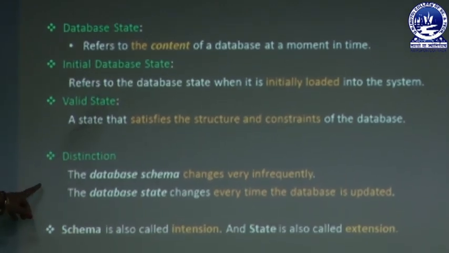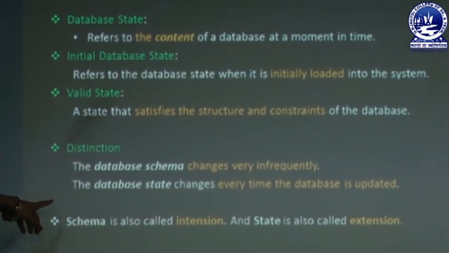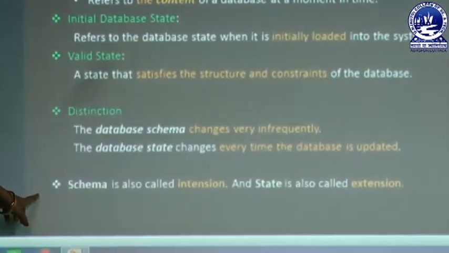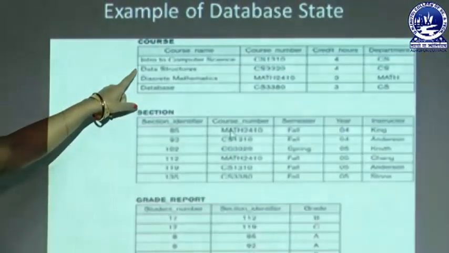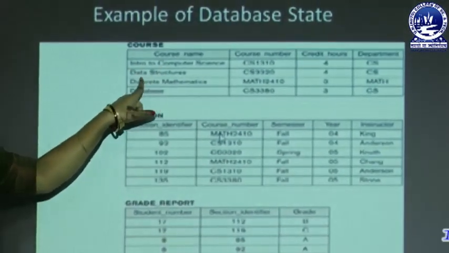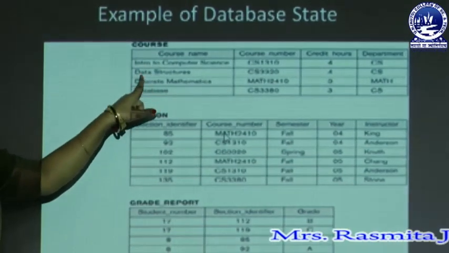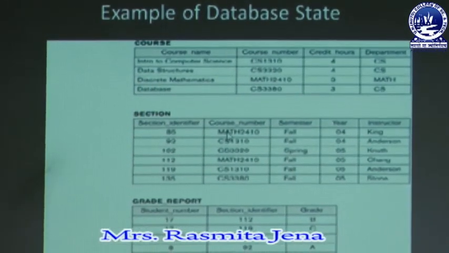Then what is the difference between database schema and database state? Database schema changes very infrequently, but database state changes every time the user updates the database or when the database updates automatically. The schema is also called the intension and the state is called the extension of the database. So this is an example of database state. The course table containing the data, and these are called the content of the database, or the state of the database.